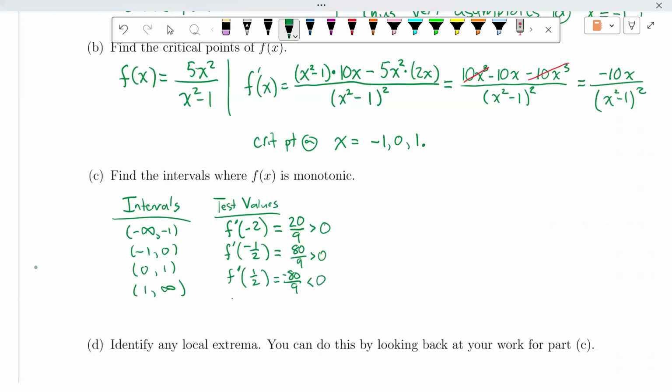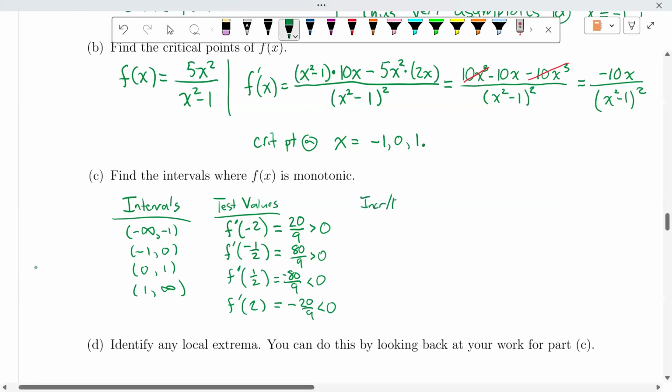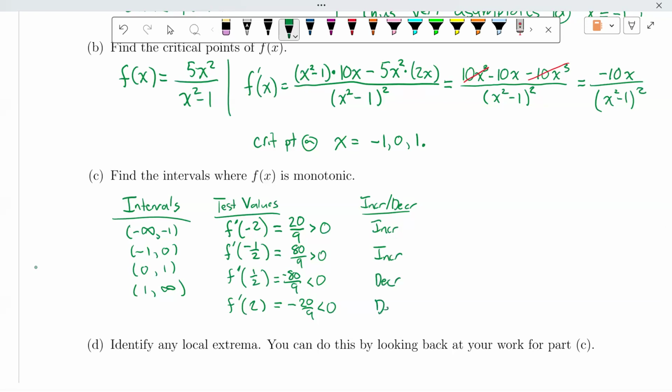And when I plug in for +2, I should get a negative 20 over 9, which is again negative. All right, so now I'll have the categorization of whether it's increasing or decreasing. And so I have decreasing, increasing, decreasing, decreasing. There we go. Okay, we found the intervals of monotonicity.